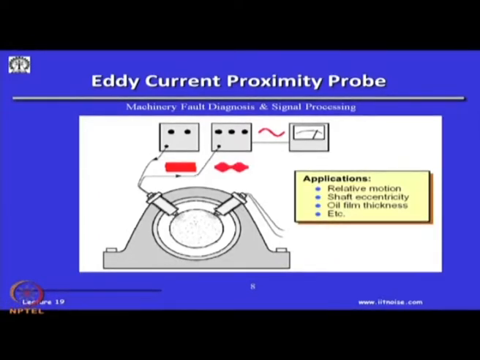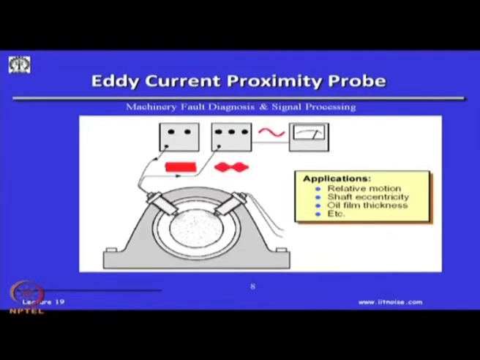Of course, they have a very low frequency response compared to the accelerometers, but the advantage is I obviously cannot put an accelerometer here, because an accelerometer is only going to measure the vibration of the casing. I can in no way measure the vibration of this shaft, because I cannot put the accelerometer in contact with the shaft surface. So, the relative displacement can be easily measured by such an eddy current proximity probe.